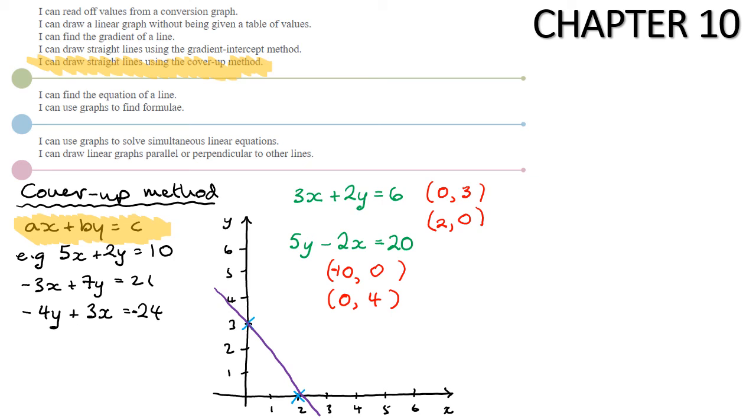Right, the next bit is about finding the equation of a line. That is this bit here, finding the equations of a line. That's also using graphs to find formula, so these two go together. So how can we find the equation of a line? Well, it's almost like the gradient-intercept method backwards. We look at the intercept, we find the gradient, and that will give us the equation of a line.